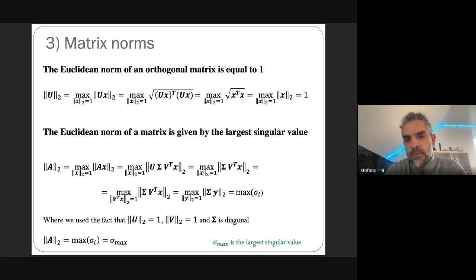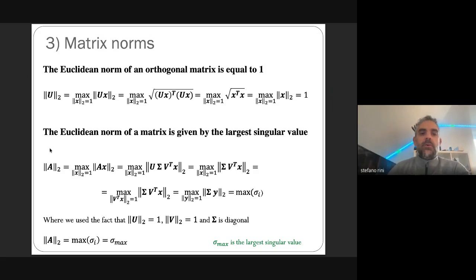So when I have this U times X, I can write it as the square root of (U X) transpose times (U X). And since U is unitary, this will not change the norm of the vector X. So this becomes X transpose X. So the norm induced by the Euclidean norm on the unitary matrix U, an orthonormal matrix, is equal to 1. Very good. Then I will convince you that the Euclidean norm of a matrix is given by the largest singular value.